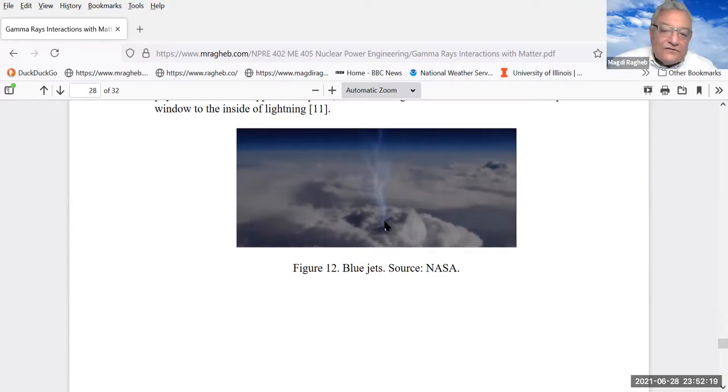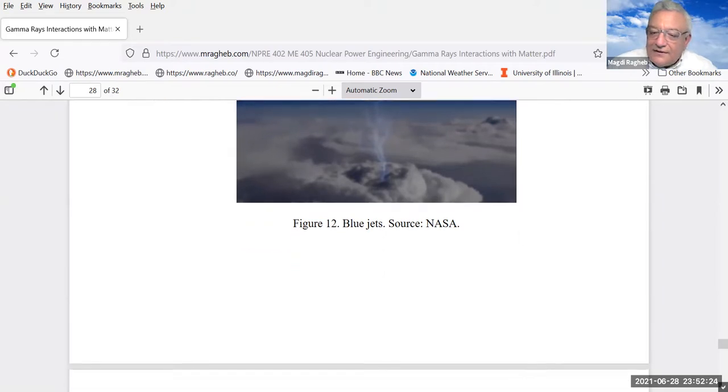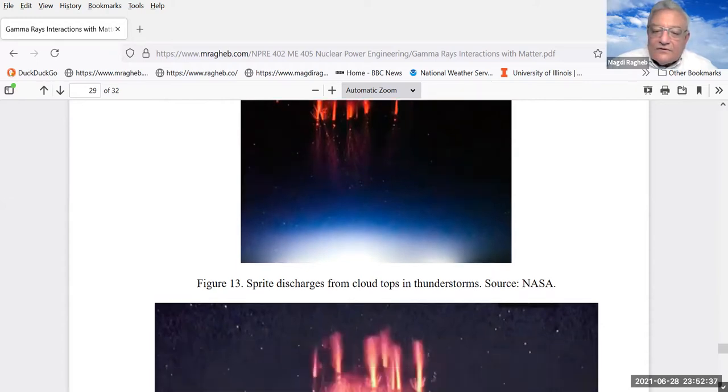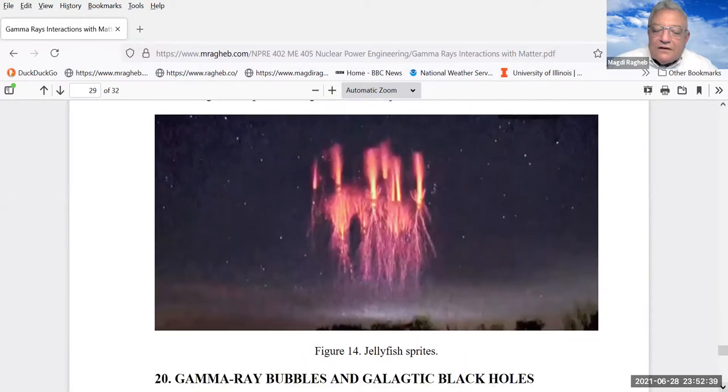It is obviously not something going to the ground, which would be the lightning that we can see in between the clouds. And if you go up higher, look here, this is an actual picture also of those sprites that are red in color, and they originate also in thunderstorms. And even people took pictures of what they call jellyfish sprites. They go up from the cloud and down from the cloud in general.